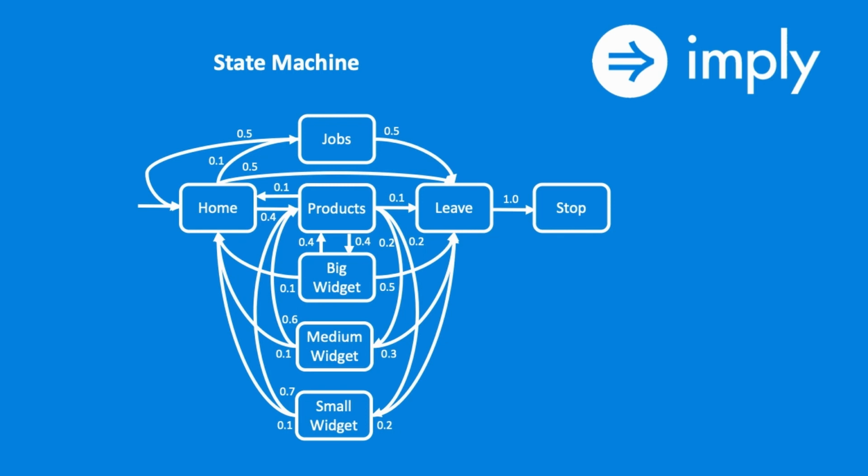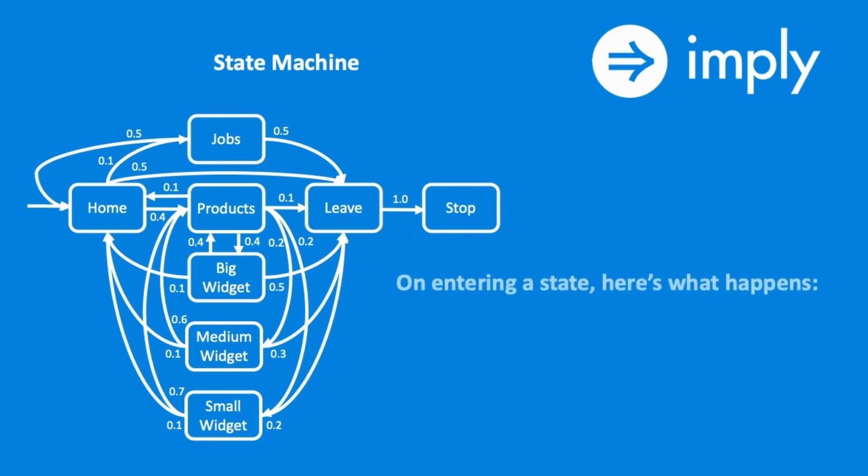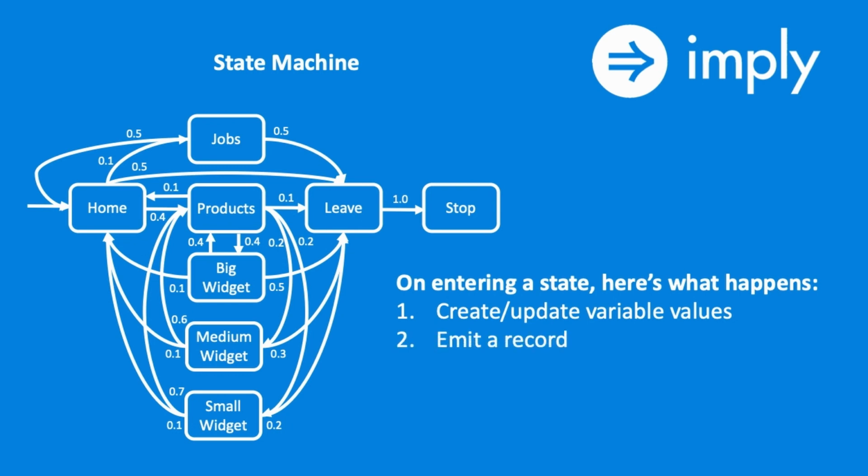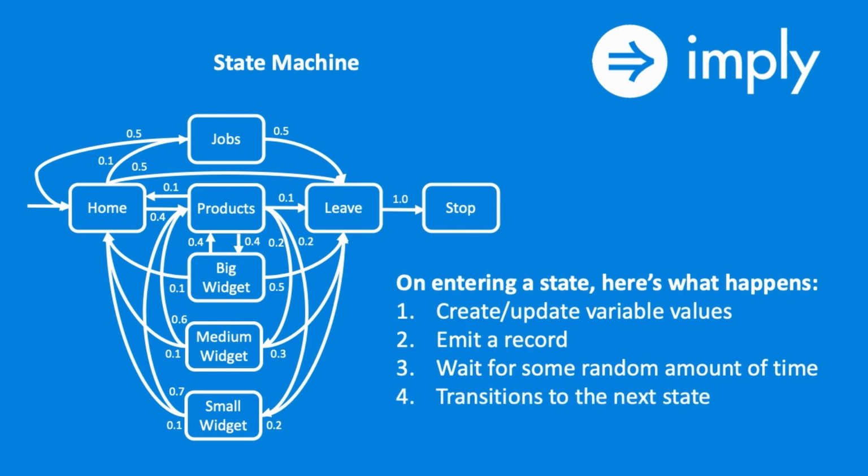In the data generator, when an entity enters a state, it performs 4 actions. First, the entity creates or updates any desired variable values. Second, the entity emits a record. Third, the entity delays for some stochastic period of time based on a distribution. And finally, fourth, the entity selects a transition to a new state.